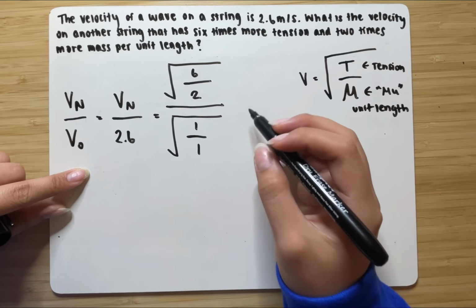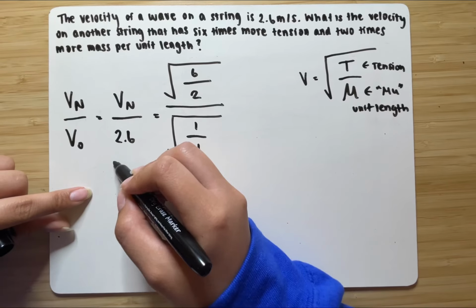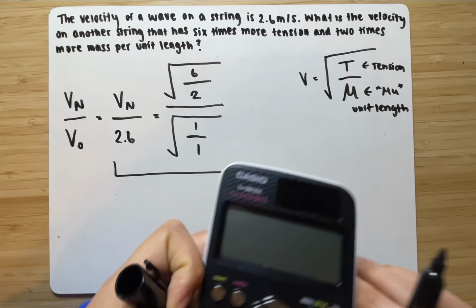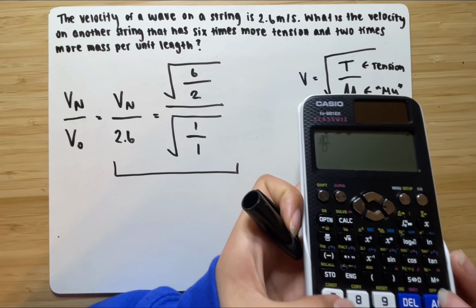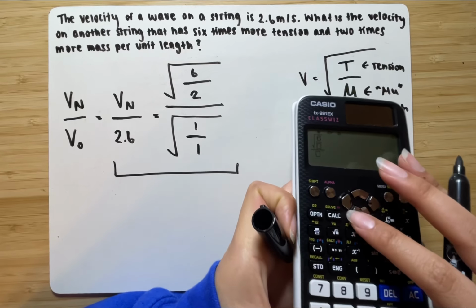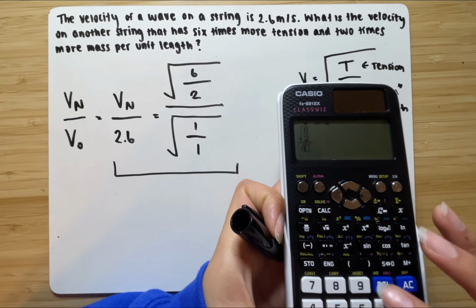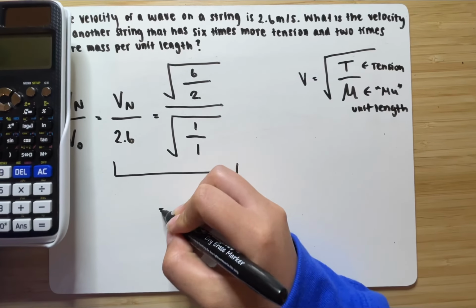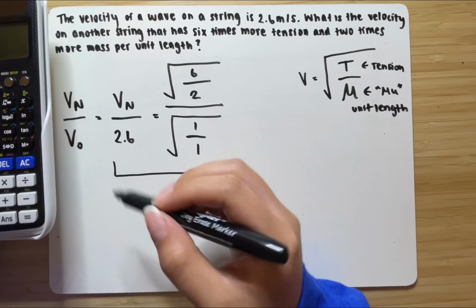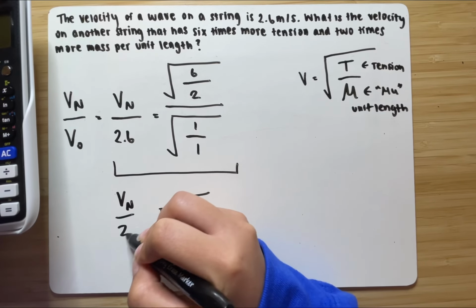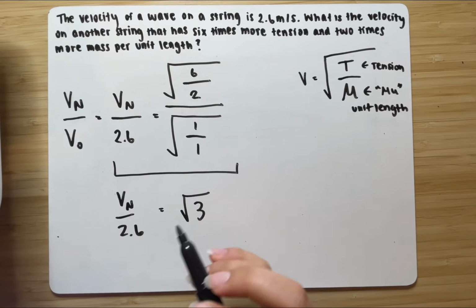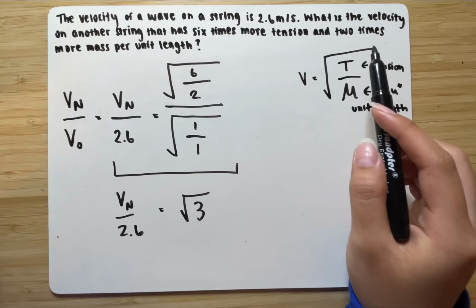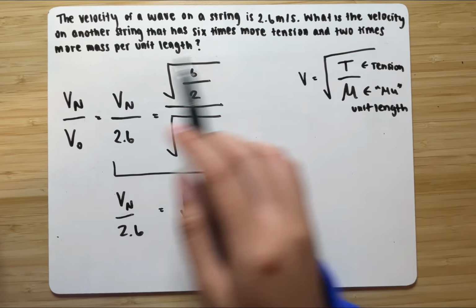So you find that, and you should have, let's find this part first. Let's find this part. So you have the square root of 6 over 2 over the square root of 1 over 1, which should be 1. You get a square root of 3, okay? So you have a square root of 3 here. And then you have v sub n over 2.6. Now that you have this, you want to solve for v sub n, because v sub n is going to be the velocity of the other string.